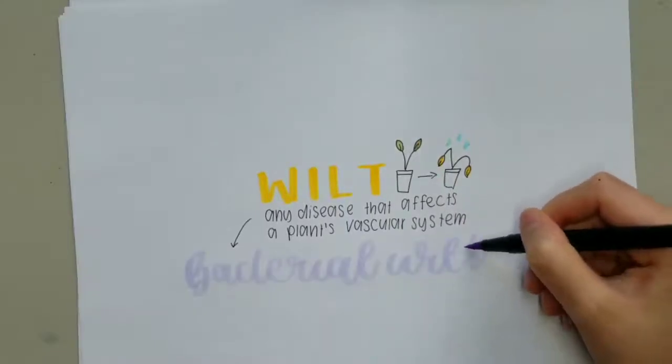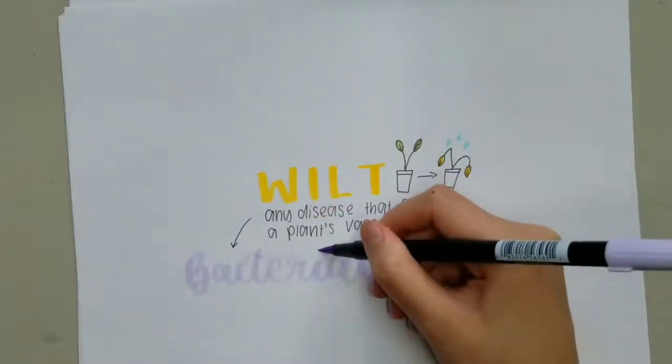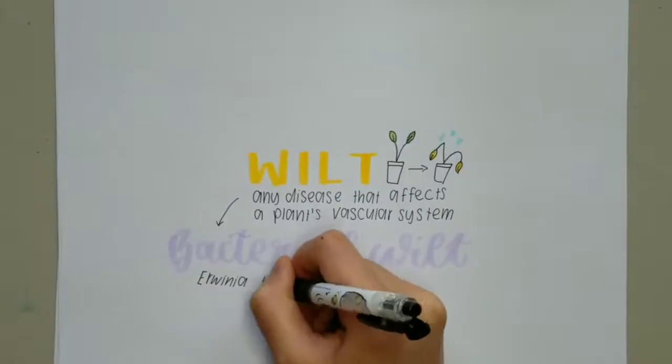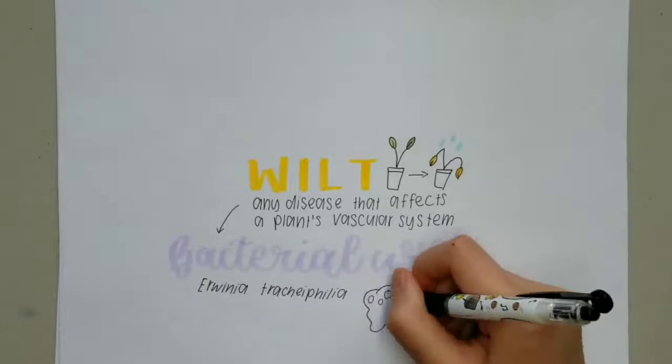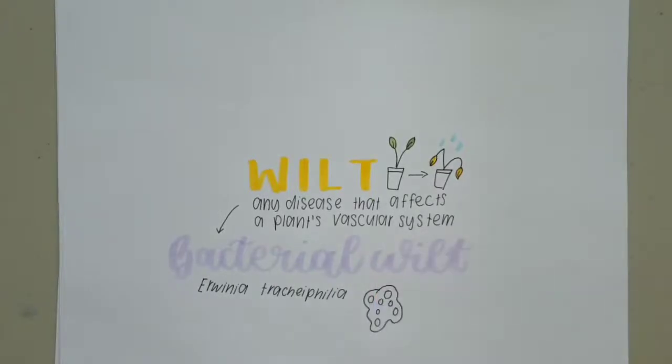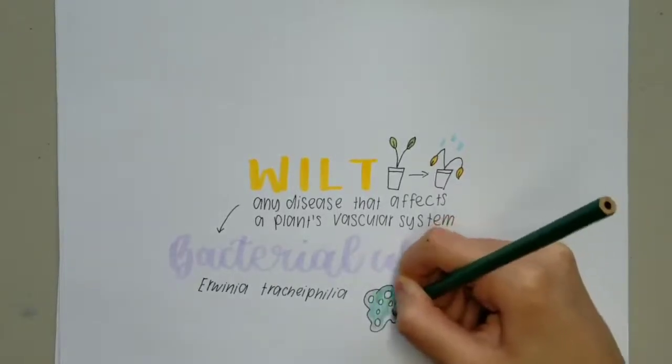Today I'll be talking to you about a type of wilt called bacterial wilt. The organism responsible for bacterial wilt is Erwinia tracheiphila. It is a pathogenic species, meaning that it is responsible for causing disease.